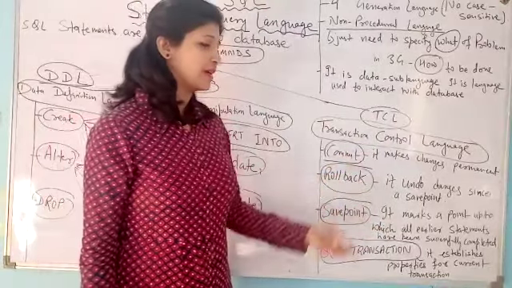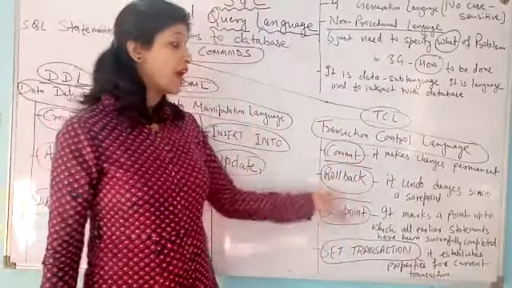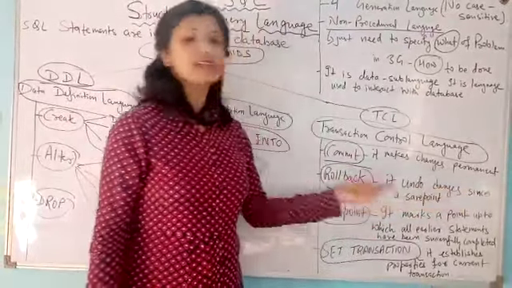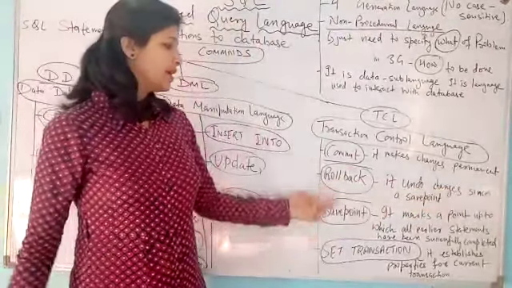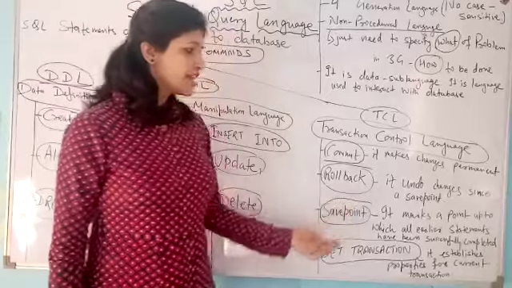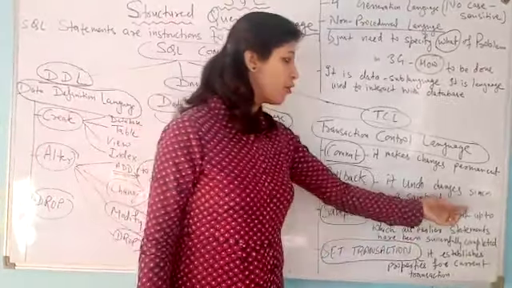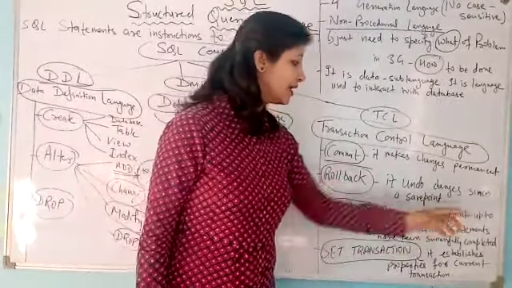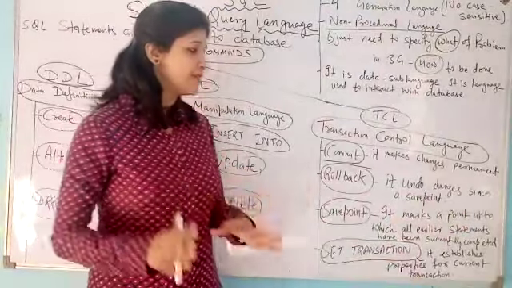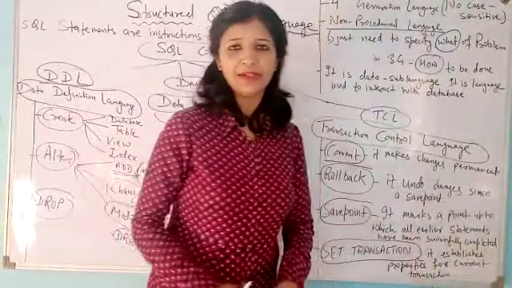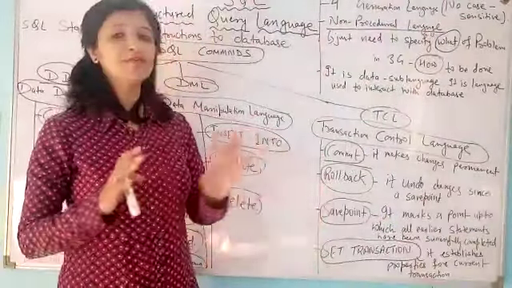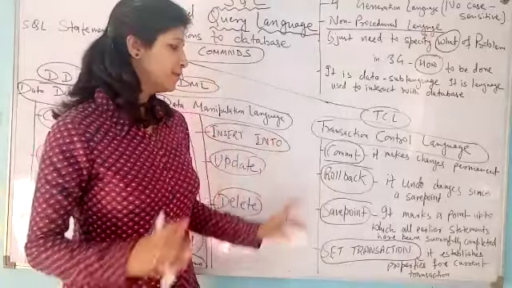Next is the rollback command. Rollback command undoes the changes since a save point. Next is the save point. Save point marks a point up to which all the earlier statements have been successfully completed. Which means the save point works like a bookmark.